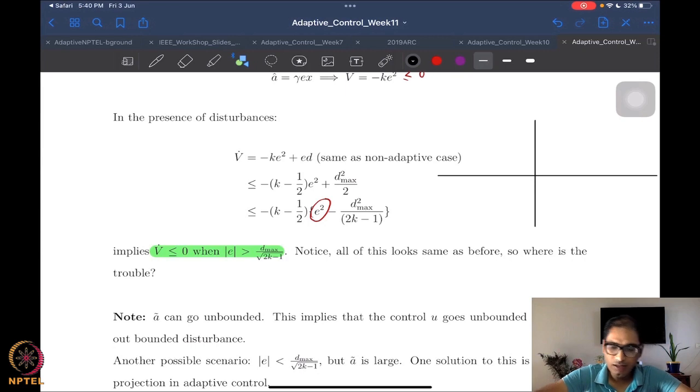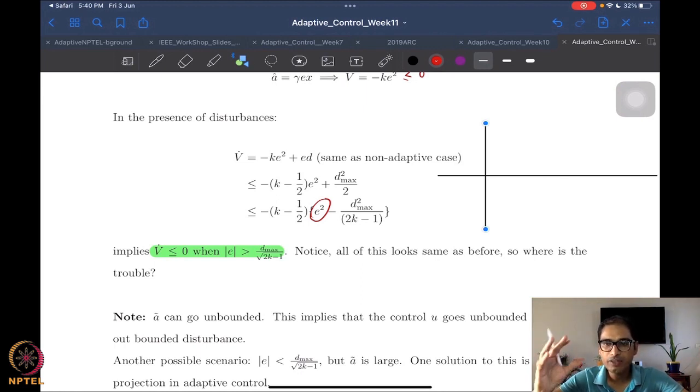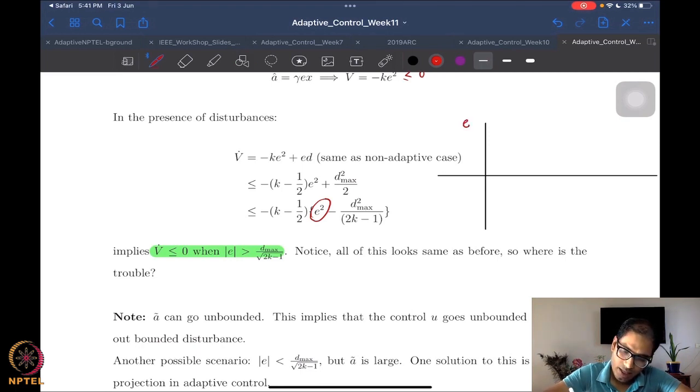I will not be making the V plot. I only make the E plot, because the V plot and the E plot, the candidate function V and E, are no longer corresponding. So it doesn't make sense for me to make the plot for V. I'm just going to plot my E here and time here.